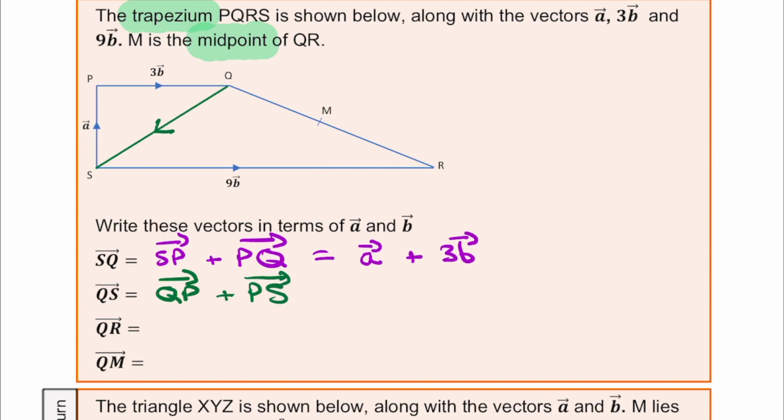This is just where you need to be really careful and look at which direction the arrows are pointing though. So to go from Q to P, I need to move back along that 3B. So it's actually going to be a minus 3B, first of all. And then we can see going from P to S, again, we're moving in the opposite direction of that arrow. So we're going to be doing a minus vector A there.